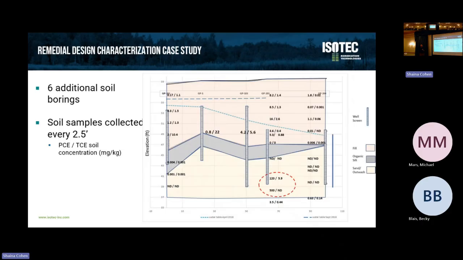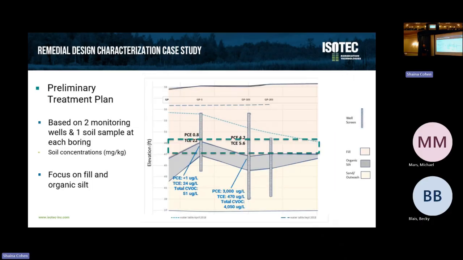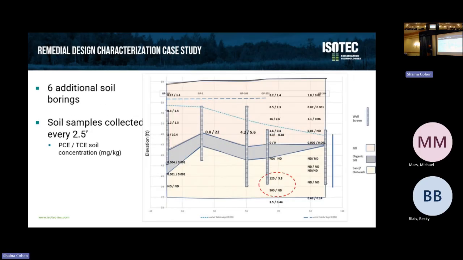So we looked at it and said, well, do we really know? And just to point out, there was 1 soil sample at each boring. There were some PID readings that were helpful, but we had one soil sample. So we're kind of limited in what we might know. So it was recommended to do a little bit of additional remedial design characterization. Relatively small area, so we recommended 6 additional soil borings, collecting soil every 2.5 feet, so we get a much better vertical profile of that.